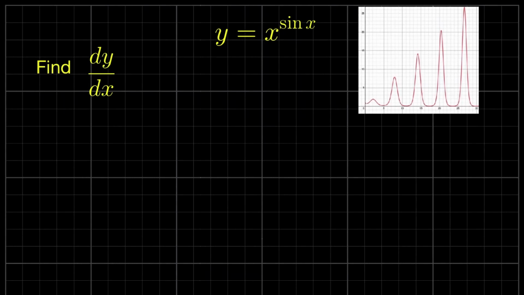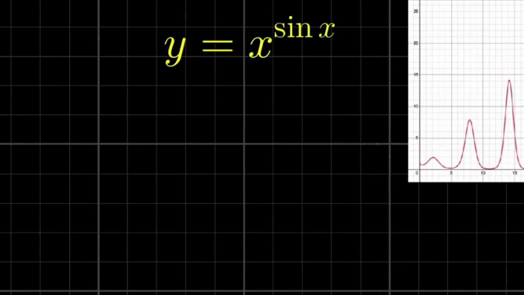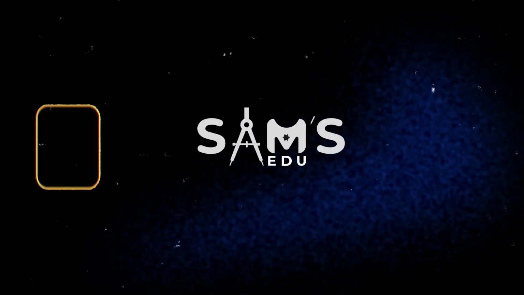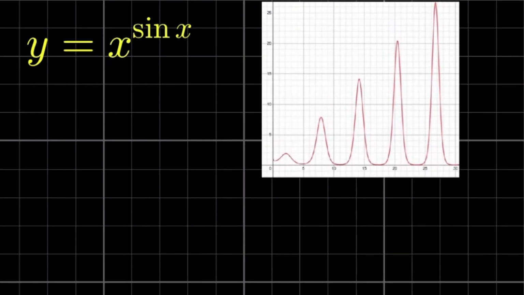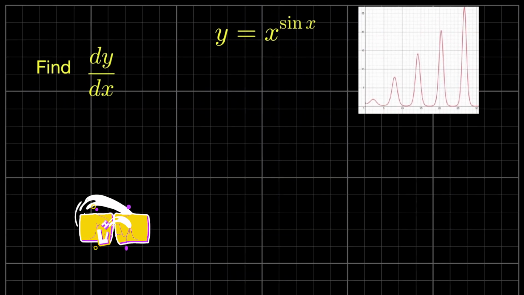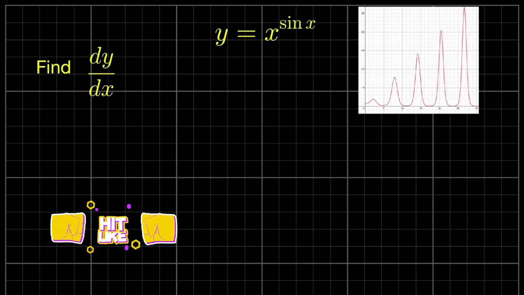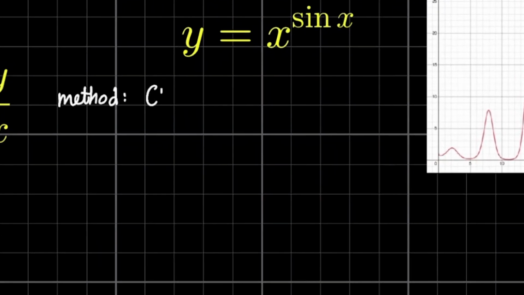So here in this question, we have an equation y is equal to x to the power of sin x. We need to find the derivative of this equation. By the way, this equation is sketched right here in the curve. And in order to find the derivative of this, we need to use the chain rule. So the method of deriving that we're going to use is basically the chain rule.